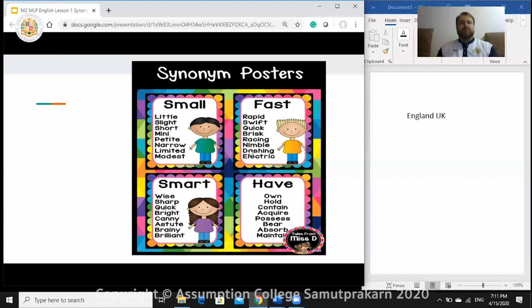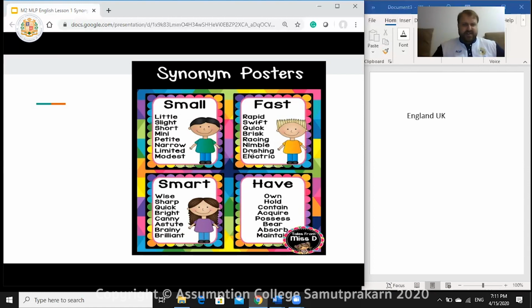We've got small, little, slight, short, mini, petite, narrow, limited, and modest. So they all mean small, in a certain way, but maybe not in the same way. As we said, little and small have the same meaning.